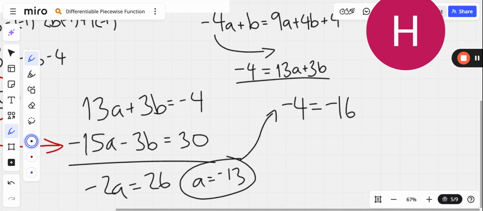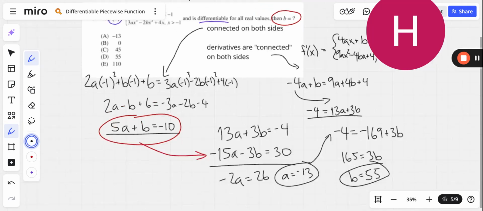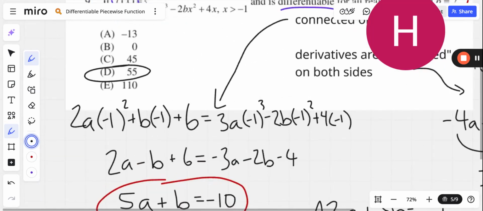This will become 169 plus 3b. And so if we add 169 to the other side, we're going to end up with 165. And then we get b equals 55. Okay, so that is what they were looking for. I guess the answer choice is D.